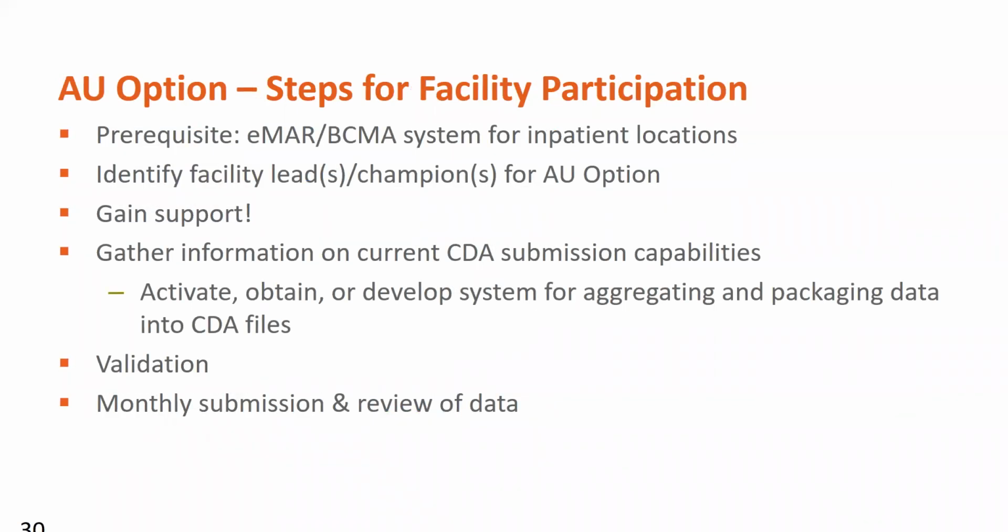So first, I wanted to just cover quickly the steps for facility participation. Remember, I said the prereq for participation was that you have the EMAR BCMA system for your inpatient locations, at least. If you don't have this system for your inpatient locations, I would say you need to start there first. Then once you get that up and running and validated, you can start thinking about participating in the AU option. So the next step would be to identify your facility lead or lead champions. That could definitely be all of you. It doesn't have to be one person. It can be a team of people.